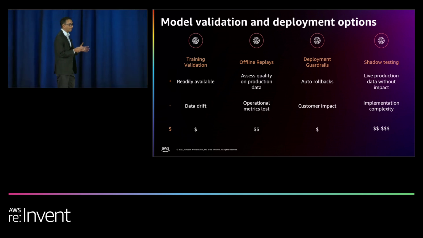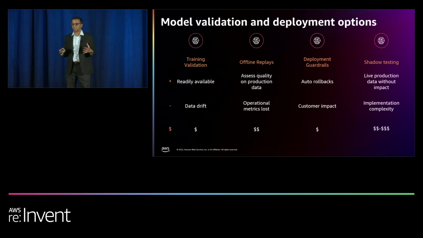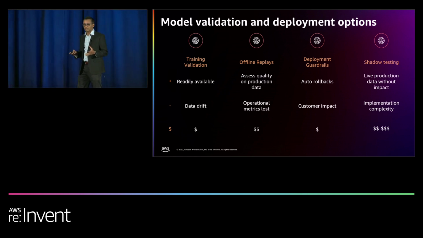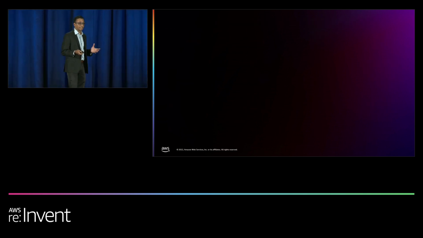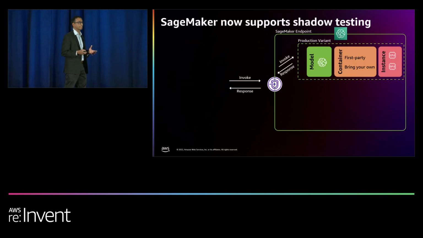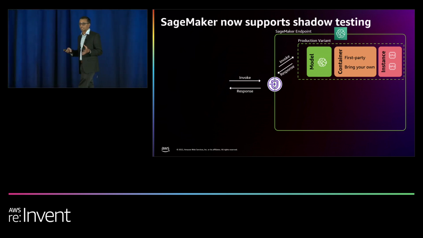Because of that, you're not going to promote it, and you can proactively prevent customers from having adverse impact, right? Some of the cons of shadow testing is the fact that it's pretty complex to implement, right? And that's where I'm really excited about the feature that we announced earlier today, where SageMaker now natively supports shadow testing.